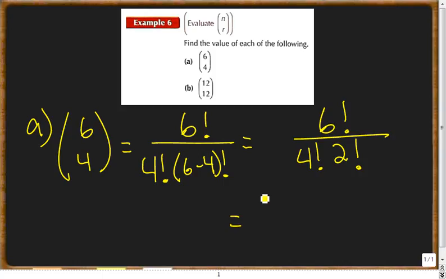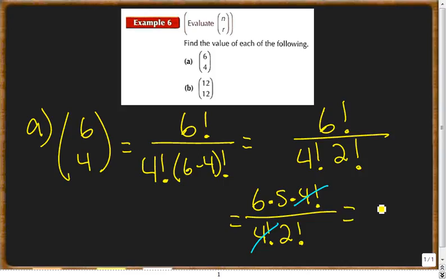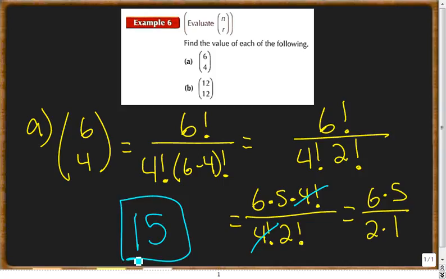So what is left over here? 6 factorial is like 6 times 5 times 4 factorial. And if I divide that by 4 factorial, 2 factorial, you can see again that I'm canceling the 4 factorials. And so I'm left with, ultimately, 6 times 5 over 2 times 1. So that's 30 over 2, which is the same thing as 15. Sorry, I ran out of room there.